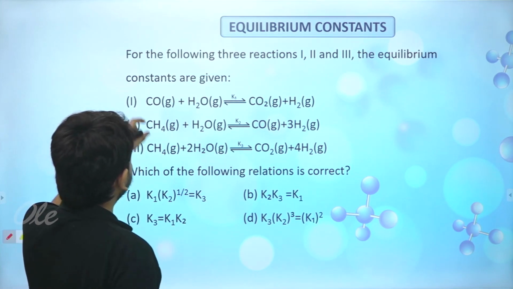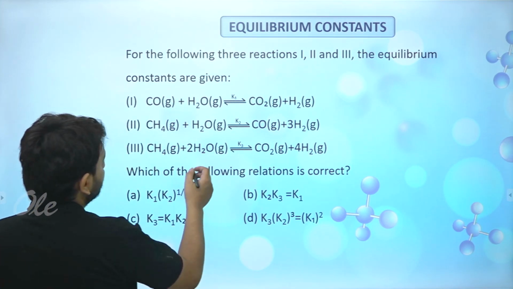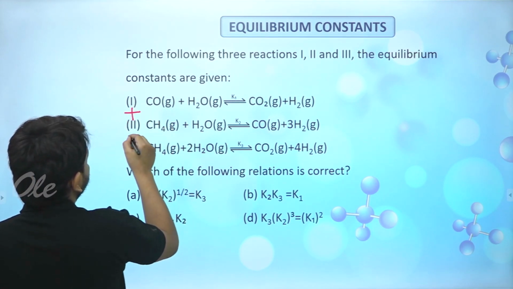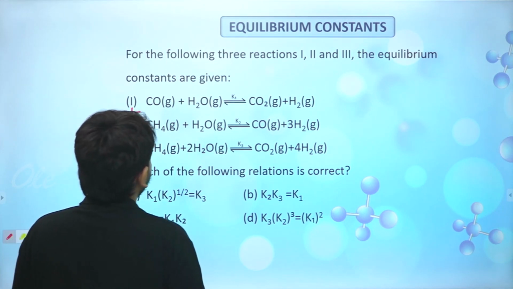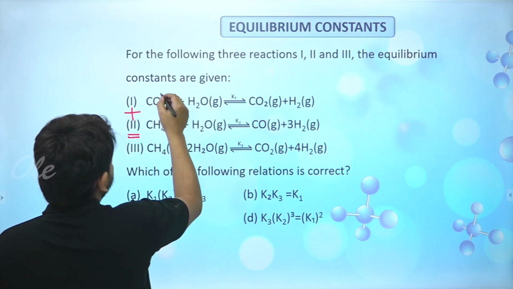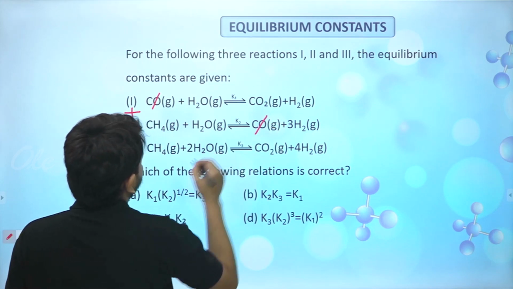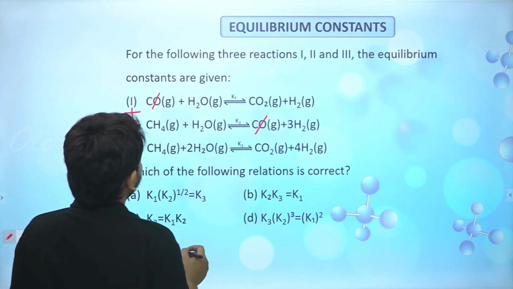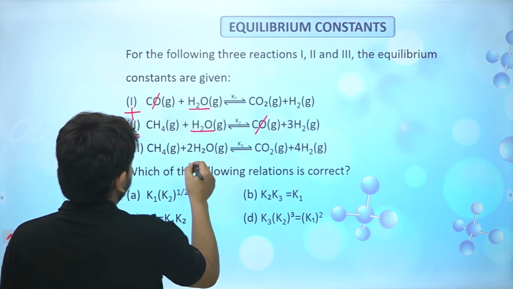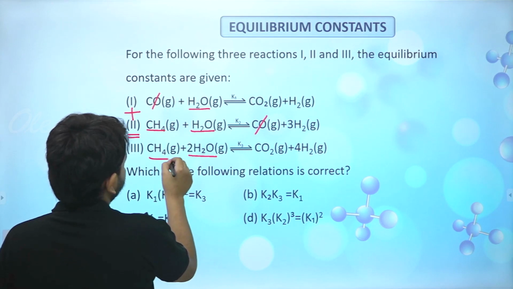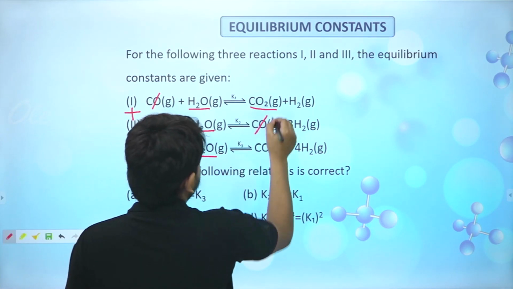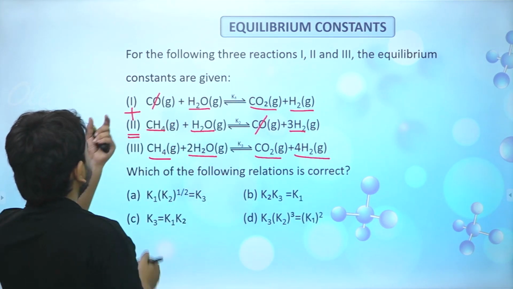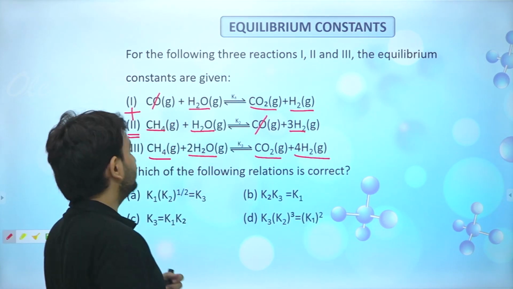So basically, if you look at this, if you notice, if you add reaction 1 and reaction 2, you'll get reaction 3. Because this CO and this CO will get cancelled. Also, this H2 and H2 will get added and give 2 H2O. This CH4 will come over here, this one CO2 will be over here. This H2 and 3 H2 will give 4 H2. So basically, on adding 1 and 2, you get the third reaction, right?